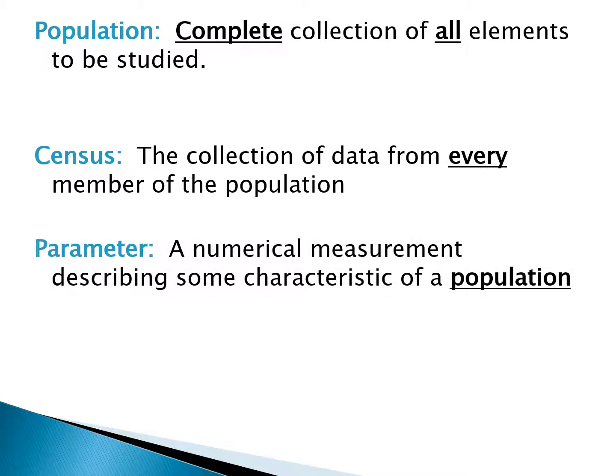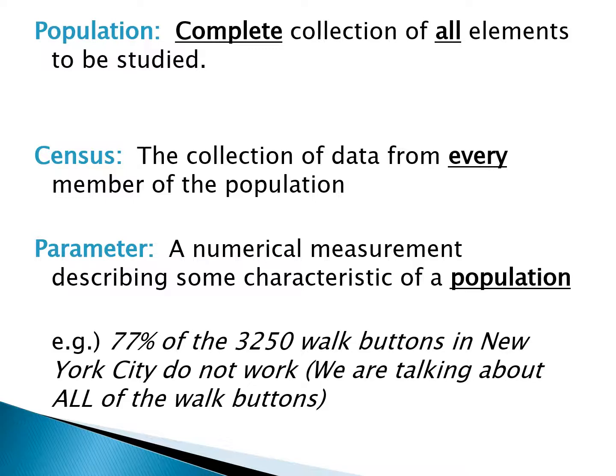Okay, and when we get a number that's associated with a whole population, that's called a parameter. An example of this would be something like 77% of the 3,250 walk buttons in New York City do not work. This is a parameter because we're talking about all of the walk buttons in New York City. That makes that a population.